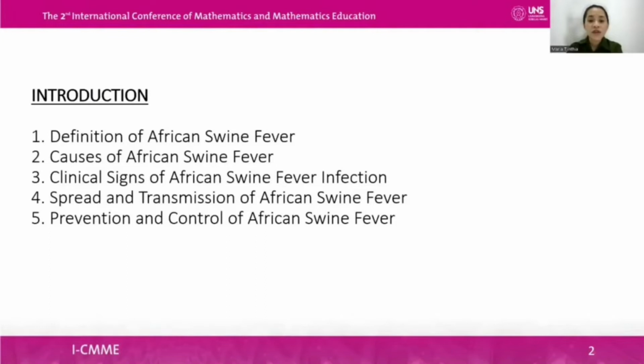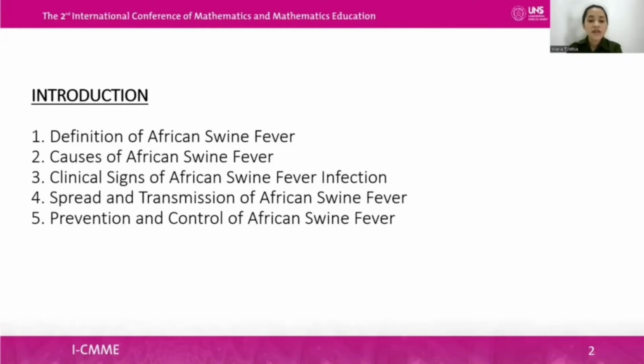Definition of African swine fever. African swine fever, or ASF, is a disease in pigs that is highly contagious and can cause death in pigs up to 90%, resulting in huge economic losses. Causes of African swine fever. ASF is caused by a DNA virus with double strands of the genus Asfivirus and the family Asfarviridae.